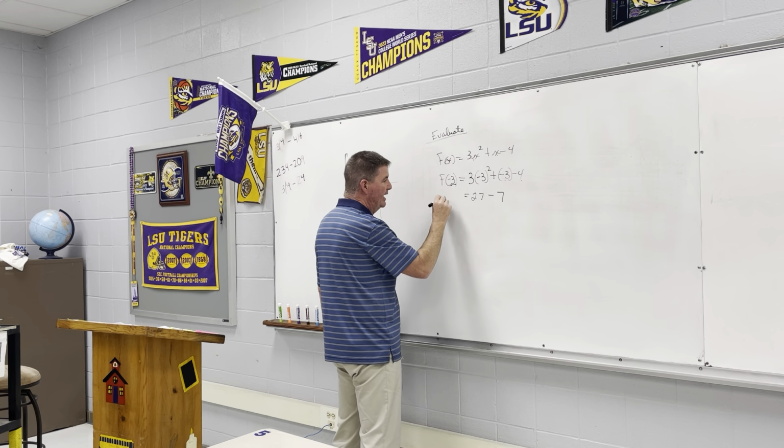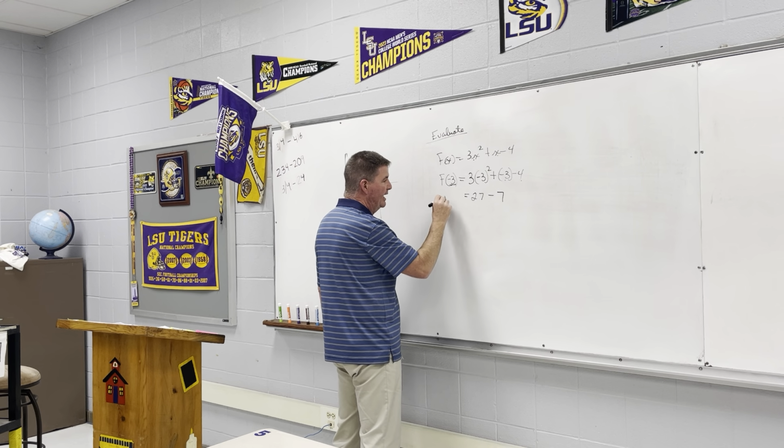So f of negative 3 is equal to 20. F of negative 3 would be equal to 20. So at negative 3, the function would be at 20. That's what we're doing when we are assessing where we're at.